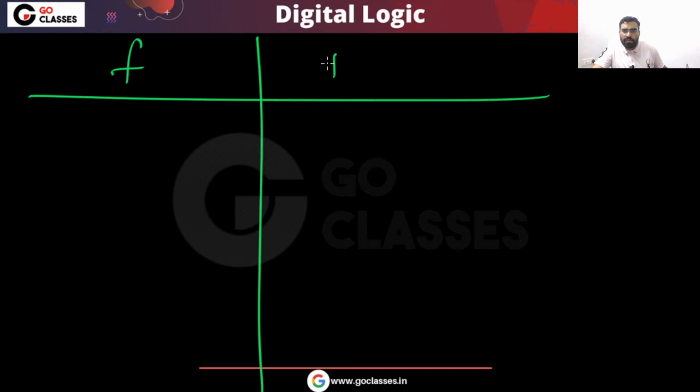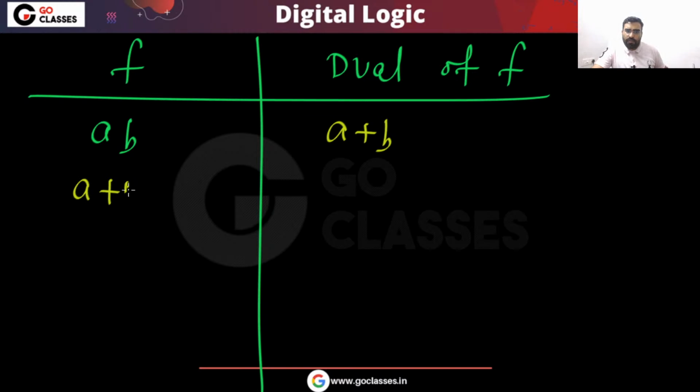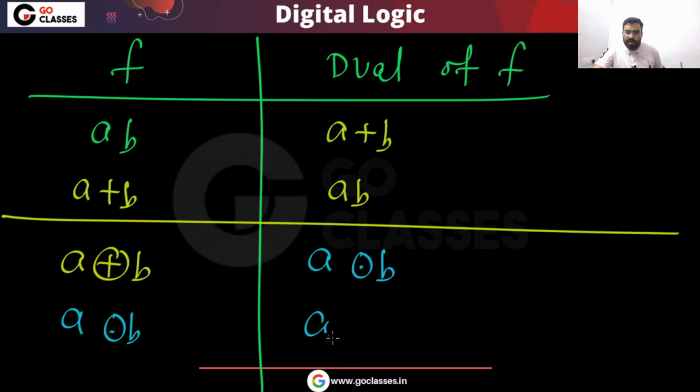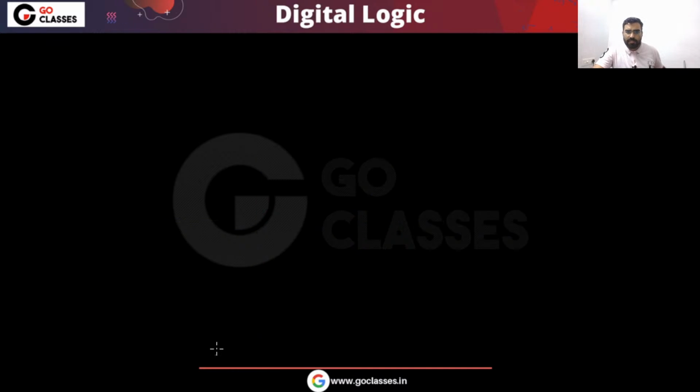Tell me for this function what will be the dual. What is the dual of ab? That will be a plus b. For a plus b the dual is ab. Now tell me what about XOR? A XOR b, what is the dual? The dual of a XOR b will be a XOR b.